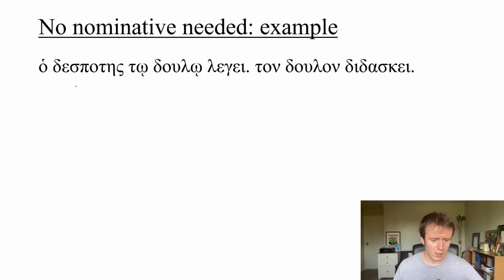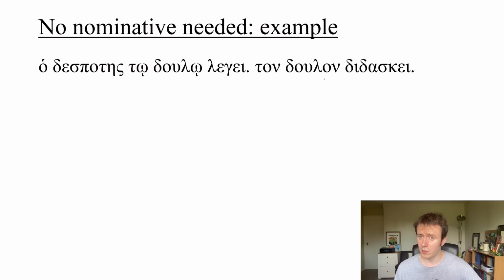So here we have chodespotes toi douloi legei ton doulon didaske. This first sentence should be translated as the master, that is chodespotes. Legei means speaks or is speaking. And then we've got toi douloi. This is the slave in the dative singular. We know that it's dative singular from the definite article, toi. And therefore, the first sentence is the master speaks to the slave, or is speaking to the slave. And then we've got the same sentence as before as the second sentence.